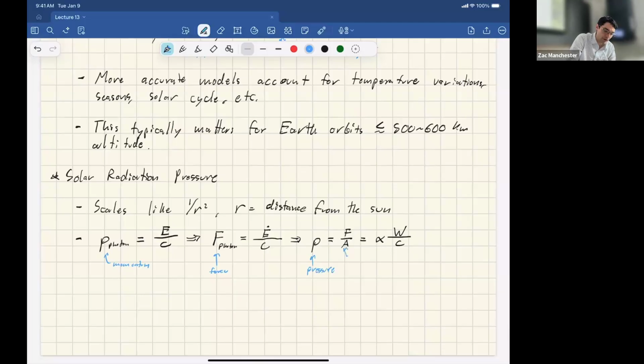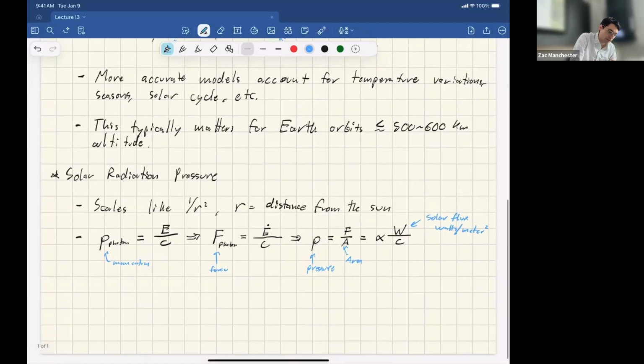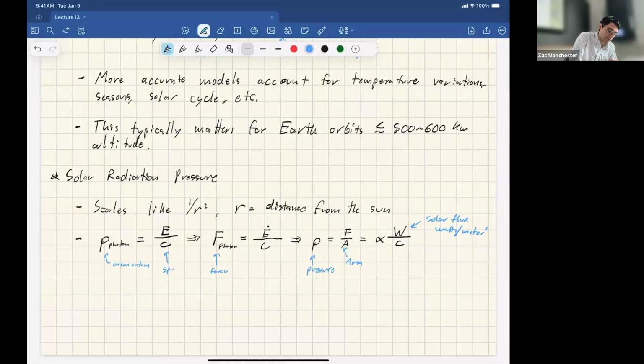So now we've got force per unit area. This is solar flux, which has units of watts per meter squared. And C is the speed of light. This is a hand wavy sort of derivation of how you get here from just the momentum of a photon.